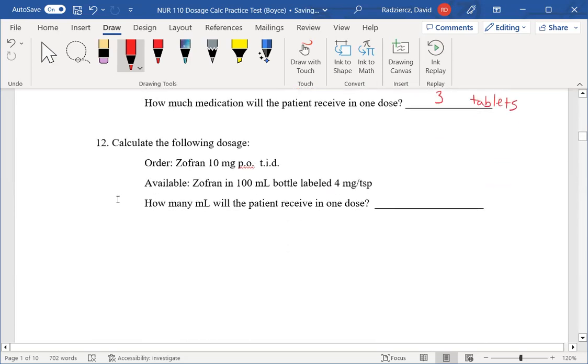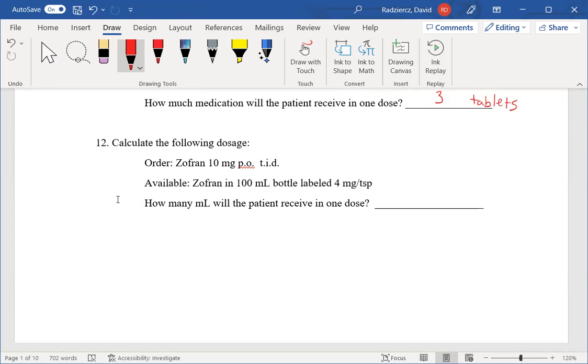Here's another question. It says Zofran 10 milligrams by mouth 3 times a day. And then it's giving you the available. So there's no label to look at. It says 100 milliliter bottle, and it's labeled 4 milligrams per teaspoon. And then it tells you how many milliliters the patient will receive in one dose. So this actually tells you what to look for. Sometimes it will, sometimes it won't.